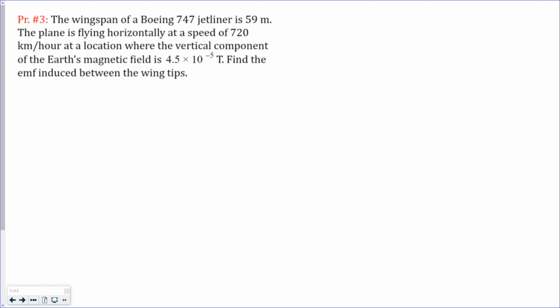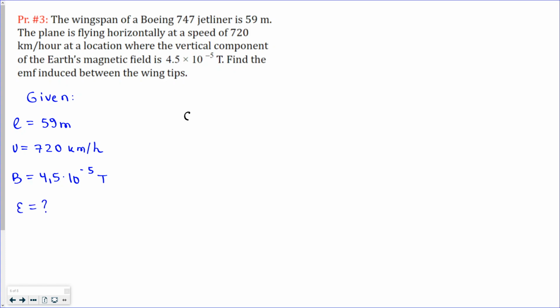Okay, the third problem. So we see here that the wingspan of a Boeing jetliner is 59 meters. The length is 59 meters, and the jetliner has a speed of 720 kilometers per hour, and the magnetic field at that location is 4.5 times 10 to the minus 5 Tesla. And this is the perpendicular field, so we don't need an angle. The sine of 90 is 1. So we're asked to find an induced EMF.